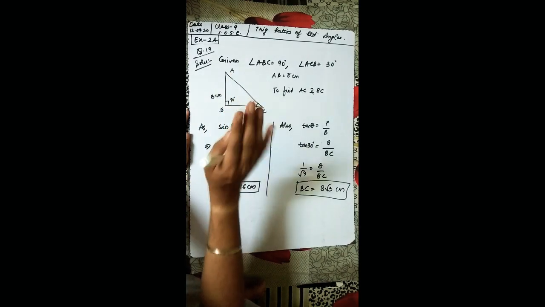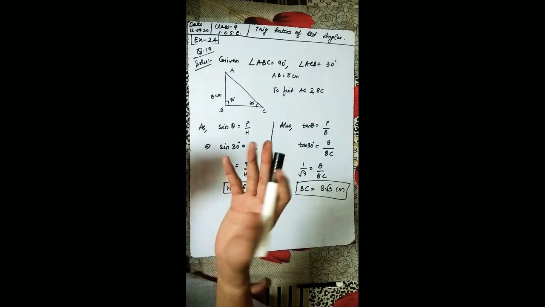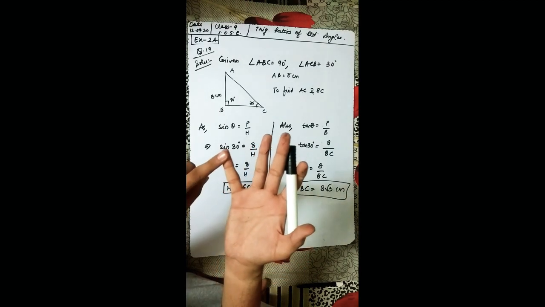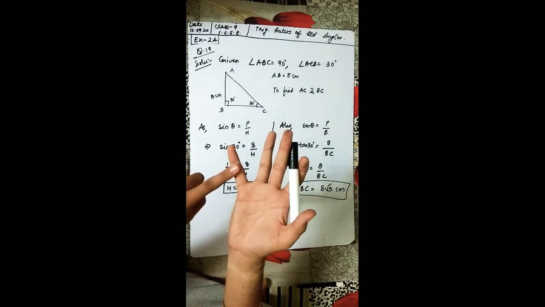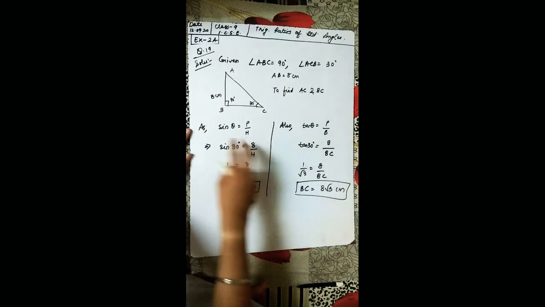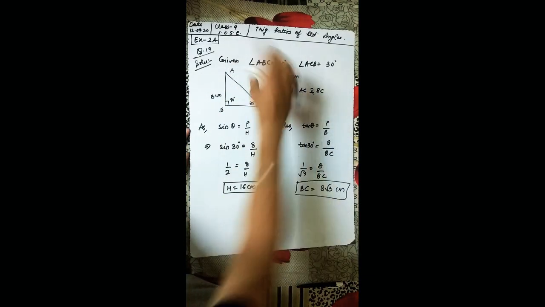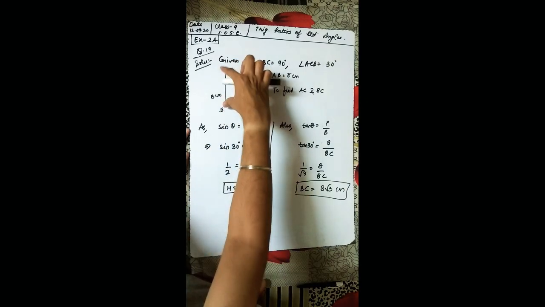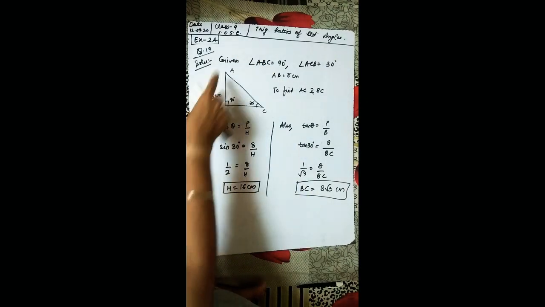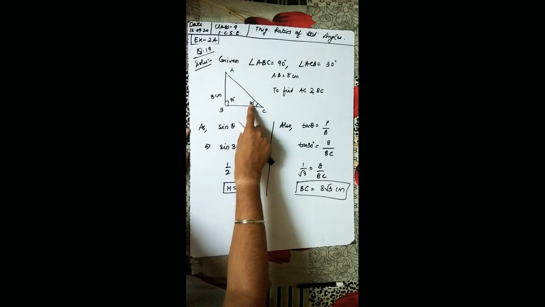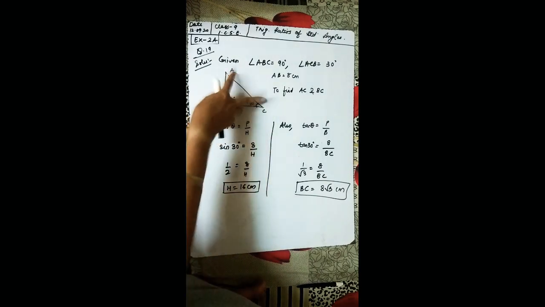Okay, so using the trigonometric ratios and the trigonometric ratios of the standard angles. We need to find AC and we need to find BC. We are given the perpendicular. So with the help of this perpendicular and with the help of this angle, we will find these two sides.